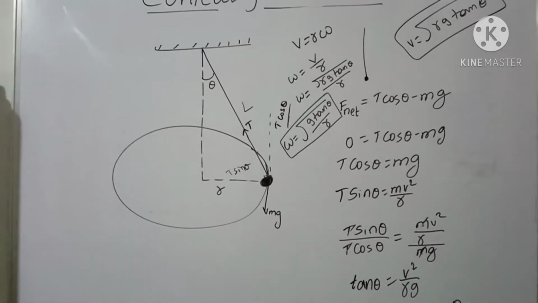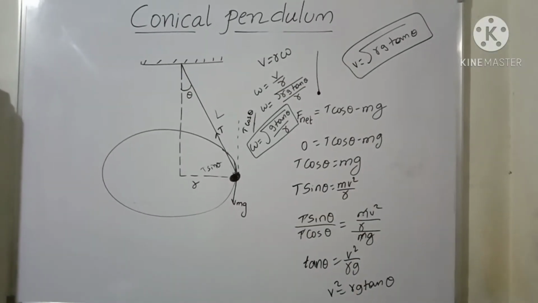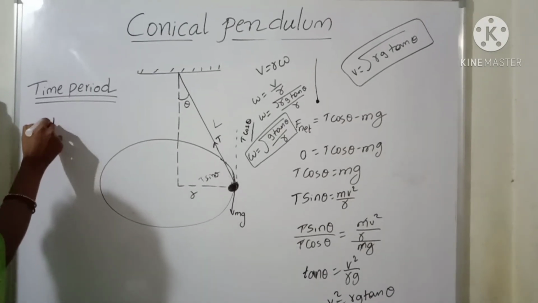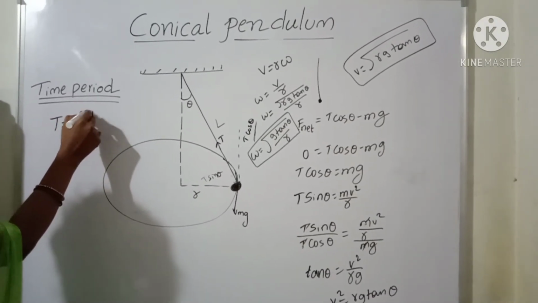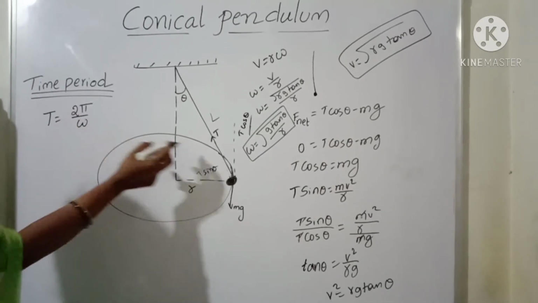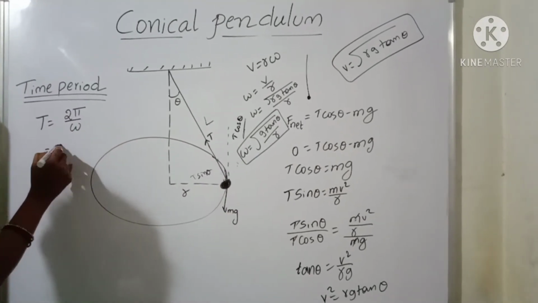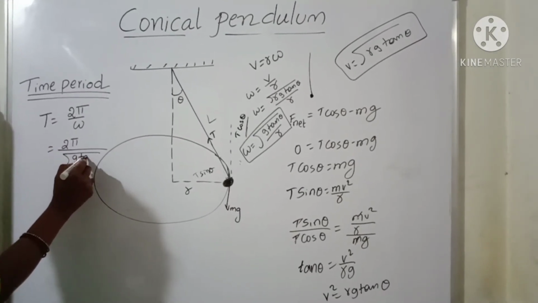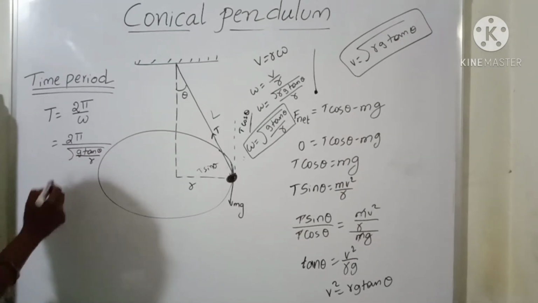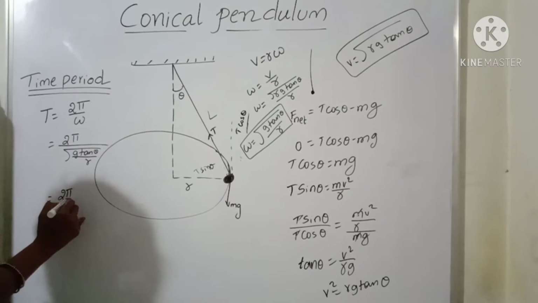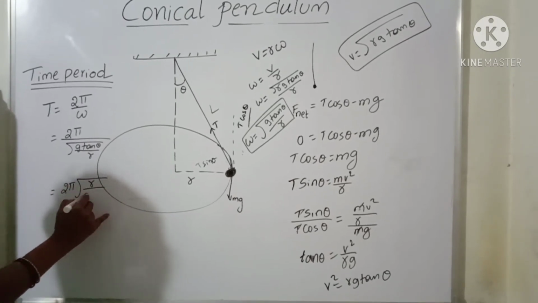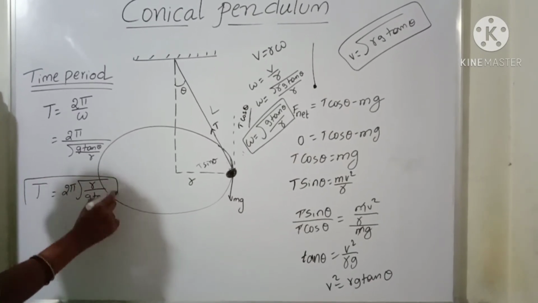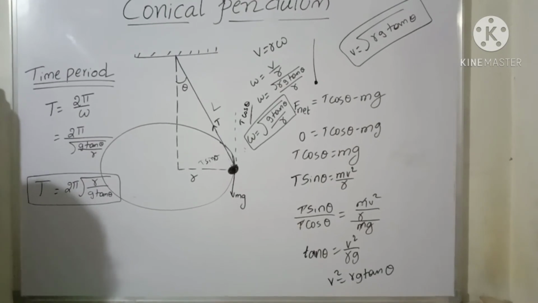Next we want to find the time period of the pendulum. You know the formula T equals 2 pi by omega. Already we have the omega formula here: 2 pi by root of g tan theta by r. So we can write T equals 2 pi into root of r by g tan theta. This is the formula for the time period, and another formula we can write from that.